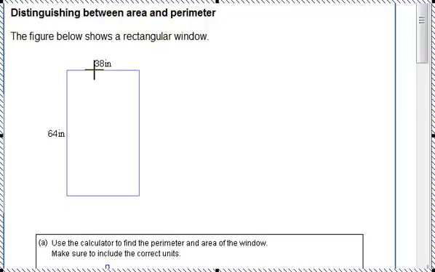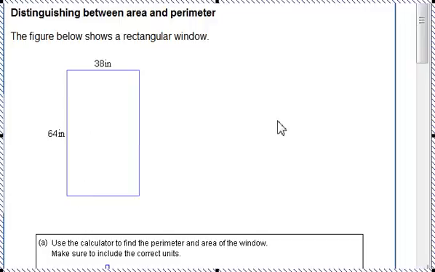I'm throwing it out there. I want you to figure it out. You can throw it up in a private message if you're unsure. Julia is throwing out 204. Julia, you got that by saying 38 plus 64 plus another 38 plus 64. Or you said 38 times 2 plus 64 times 2 is equal to 204. I totally agree with you.